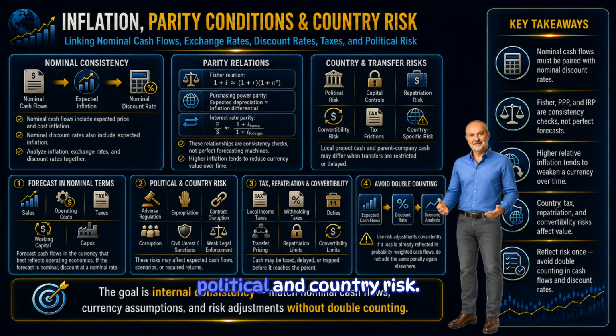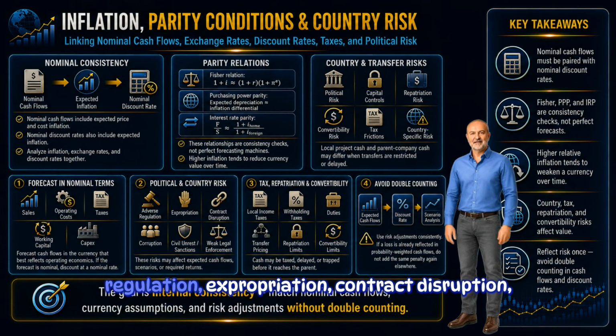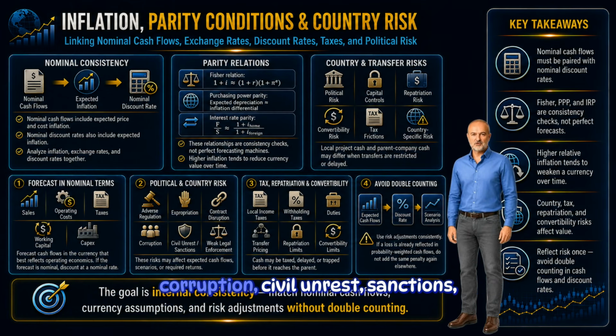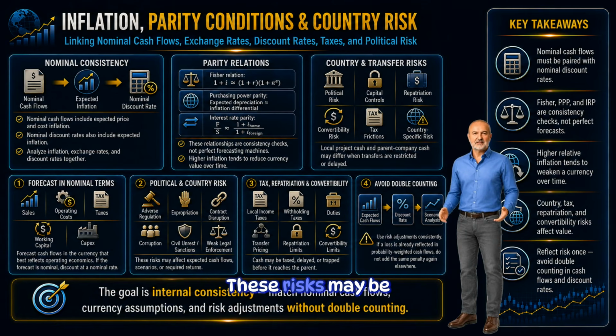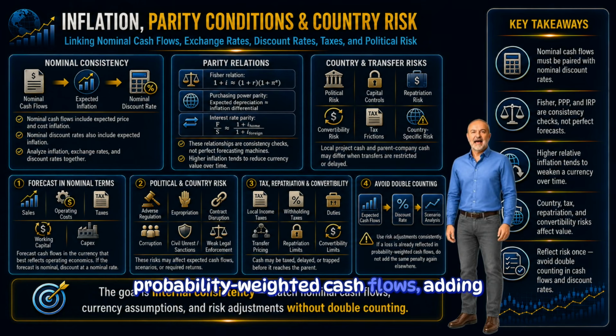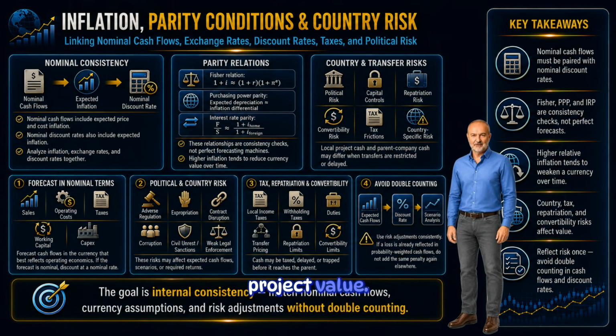International projects also face political and country risk. These may include adverse regulation, expropriation, contract disruption, corruption, civil unrest, sanctions, tax changes, sovereign stress, weak legal enforcement, and restrictions on trade or capital movement. Tax analysis may involve local income taxes, withholding taxes, duties, transfer pricing rules, and parent country effects. Repatriation risk arises when local cash cannot be moved to the parent when needed. Convertibility risk arises when local currency cannot be exchanged freely. These risks may be reflected in expected cash flows, discount rates, or scenarios. The analyst must avoid double counting. When a potential loss is already included in probability-weighted cash flows, adding another adjustment for the same event may understate project value.